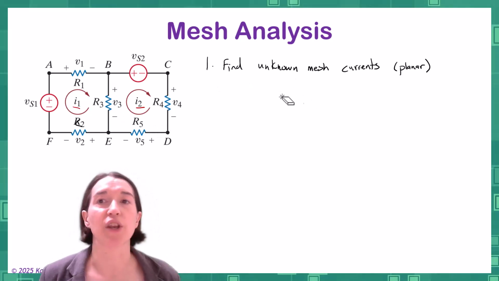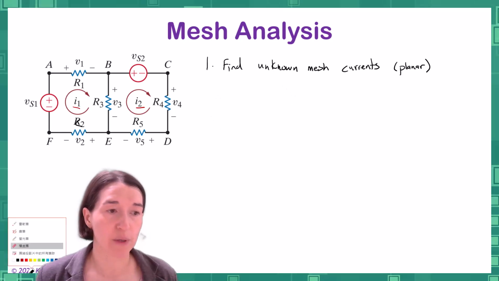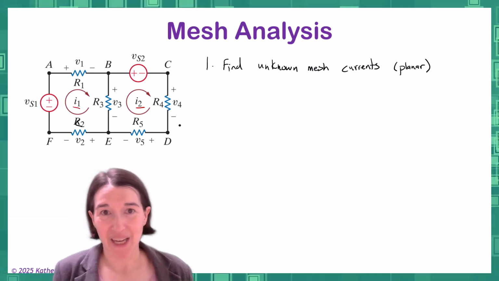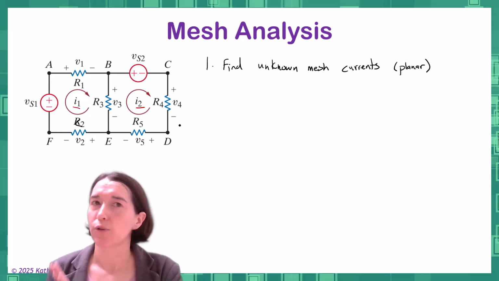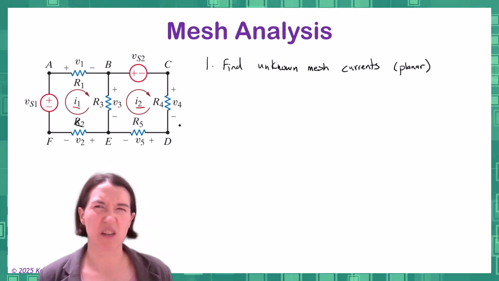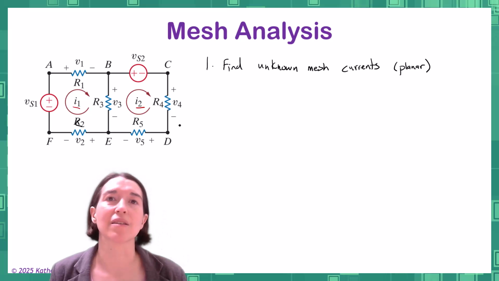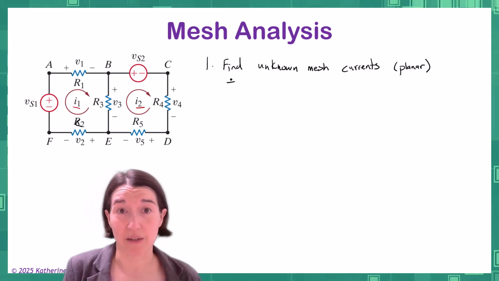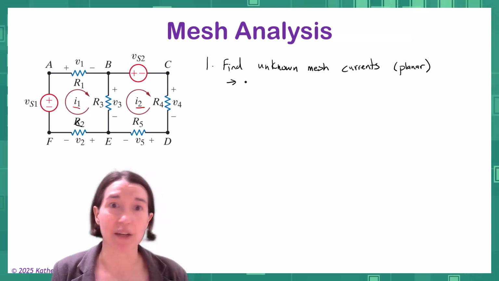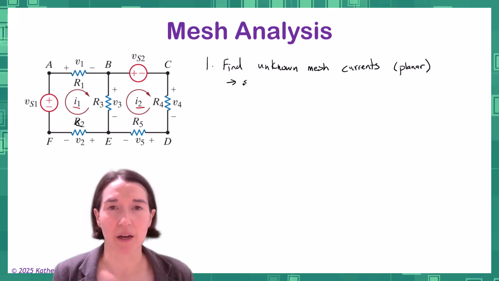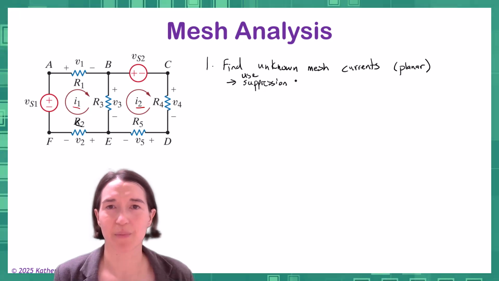So first we need to find the unknown mesh currents. Before, when we did node analysis, we had to name a reference. For mesh analysis, there's not really a reference current. They just flow in a circle. So there's no reference. But what we can do is use source suppression to identify the number of unknown mesh currents. So use suppression to help identify.